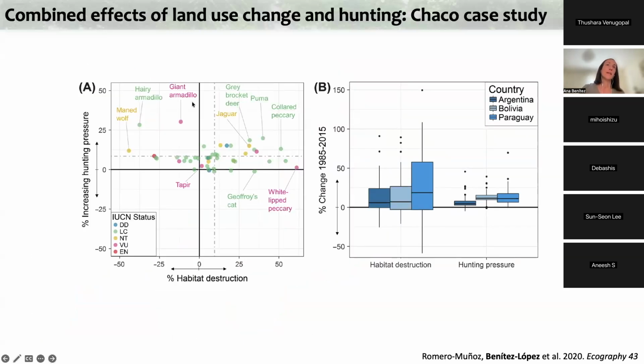We see that there are some, the armadillos, for example, that are mostly being affected by an increasing hunting pressure, and that there are other species, mostly the big cats, so the puma, the jaguar, but also the ungulates or the peccaries, which are affected by both habitat destruction and hunting pressure. And again, the changes are mostly in one of the countries, in Paraguay, and this is because what we think is that in Argentina, most of the habitat conversion happened before the last decade.